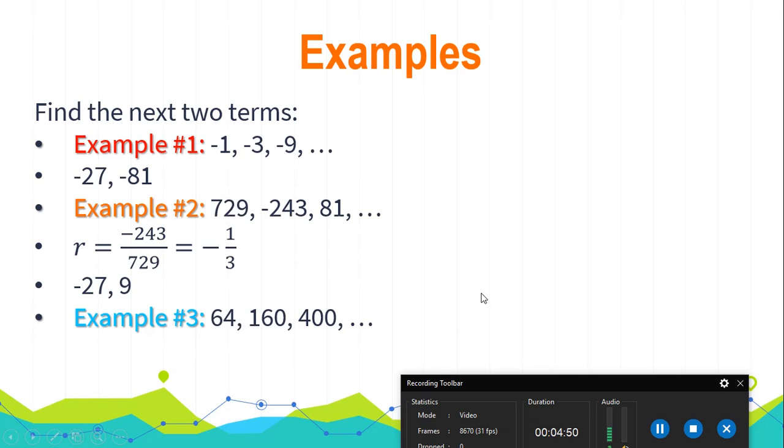In example 3, you can see that it's a growth problem. But again, it's not as easy to figure out what r is, so I'm going to set up the formula. I'm going to take 160 and divide it by 64, and that reduces to a multiplier of 5 over 2. So it's being multiplied by 2.5. So 400 times 2.5 is 1,000, and then building 1,000 times 2.5 is 2,500.